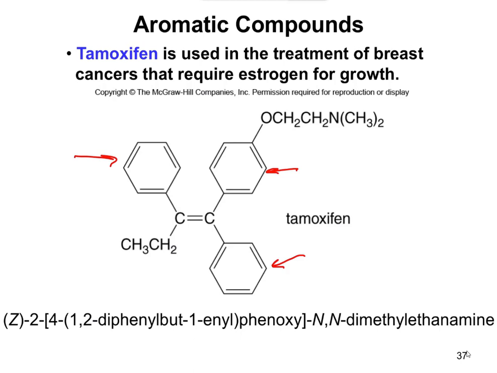And just to give you some idea of how complicated this IUPAC naming can get, if you look at that name at the bottom, Z-2-[4-(1,2-diphenylbut-1-enyl)phenoxy]-N,N-dimethylethanamine. That's why we just use tamoxifen, right? So sometimes these generic names and trade names are a lot easier for a reason. But this just gives you another example of a molecule that has aromatic rings in it.